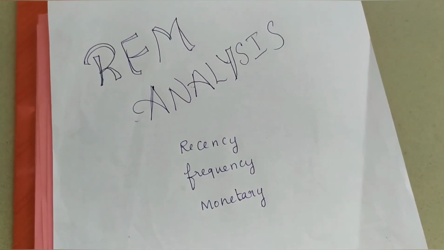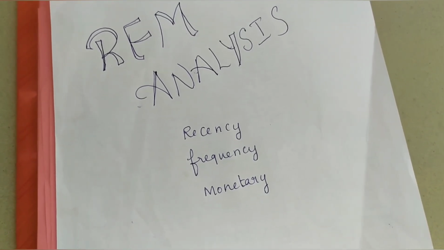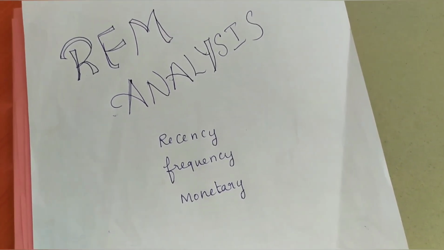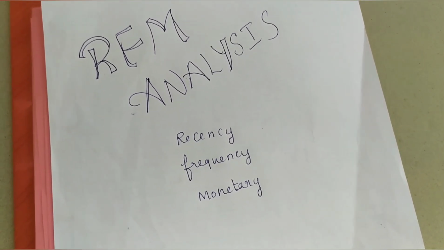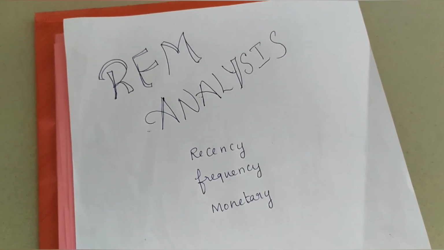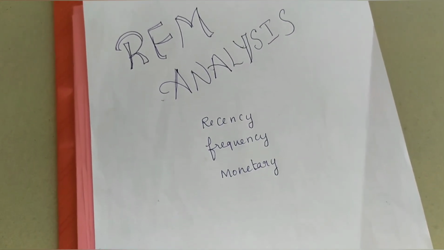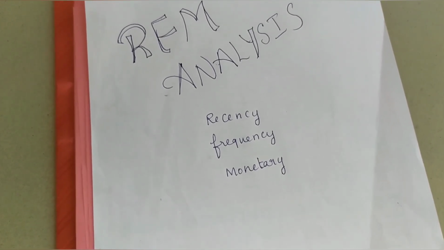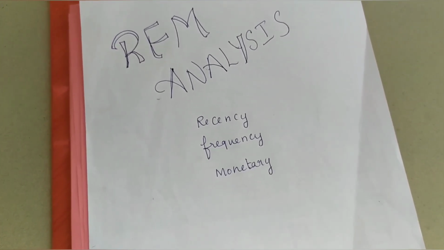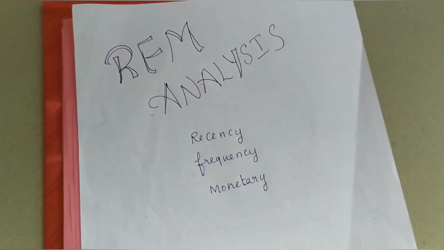The first one is recency, how recently the customer has transacted. The second one is frequency, how frequently the customer is transacting. And the third one is monetary, how much amount or how much transaction the customer is doing with the organization. Based on this analysis, we can segment our customers into highly valuable customers, the customers who are at risk of leaving the organization, or the customers who can be improved by promoting certain content, etc. So it helps an organization in a lot of ways.